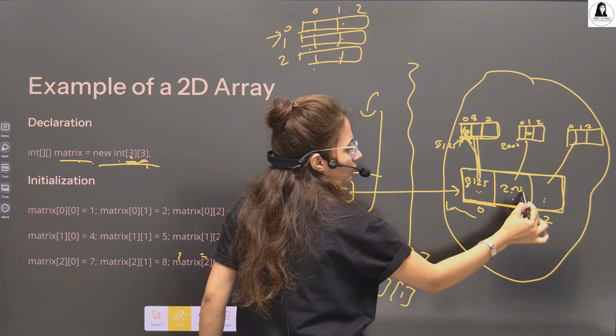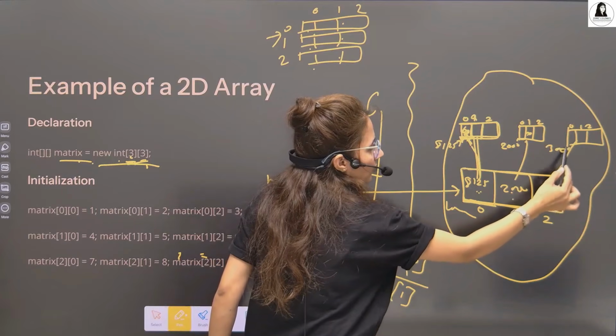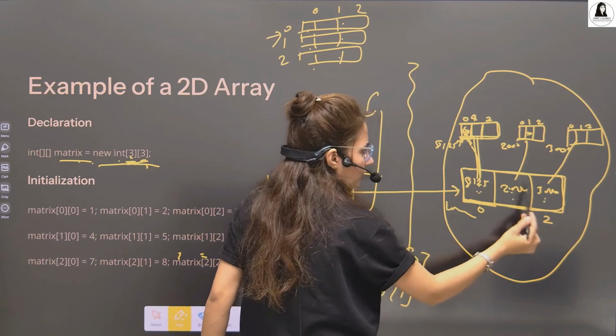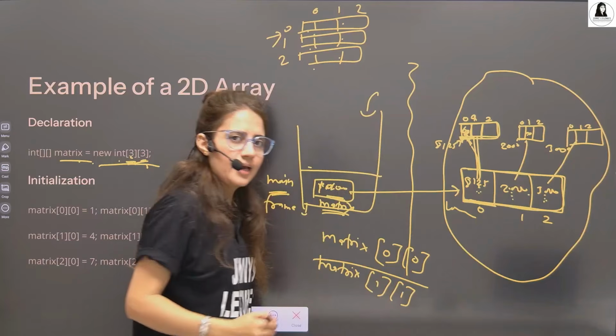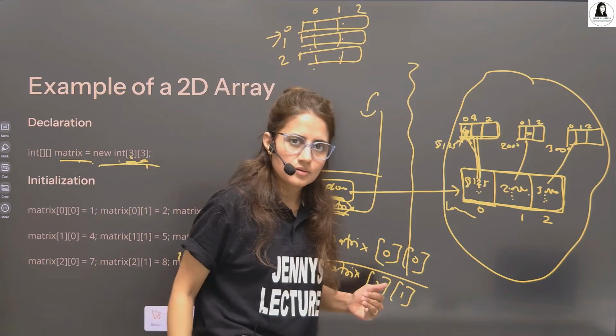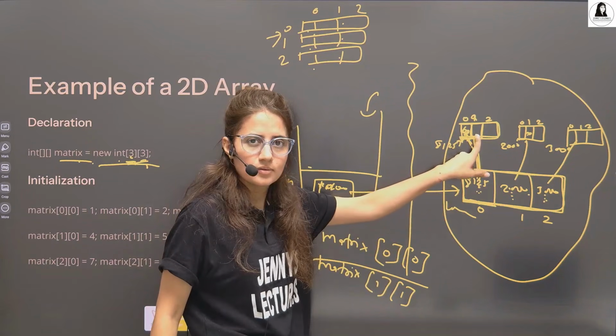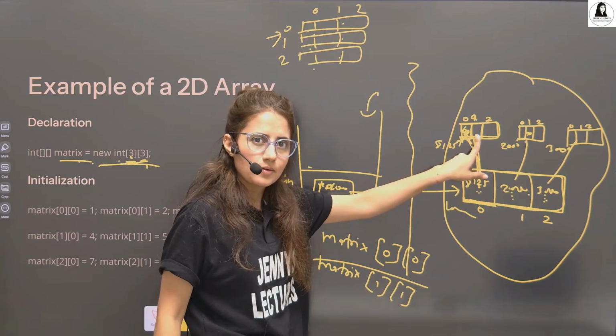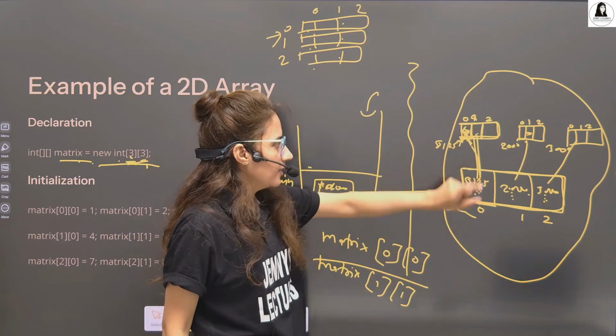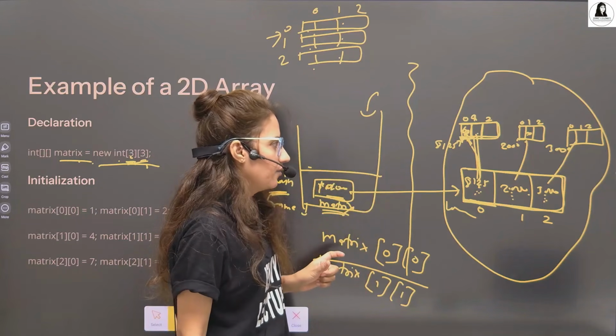So it will contain 2000. And for this, suppose 3000, so it will contain 3000. These are actually containing, again, the references of the actual 1D arrays. Okay, so array and array. So it's like 2D arrays we are having.